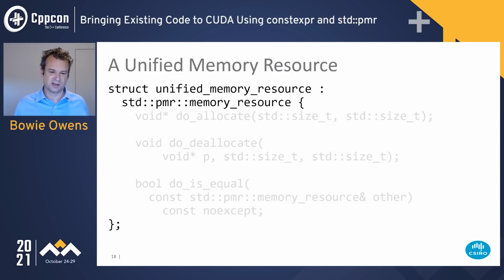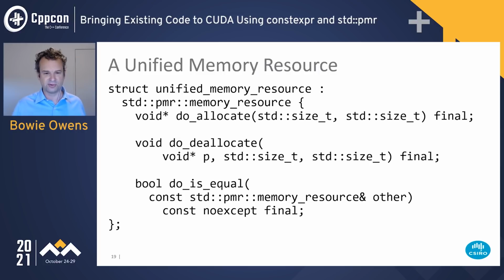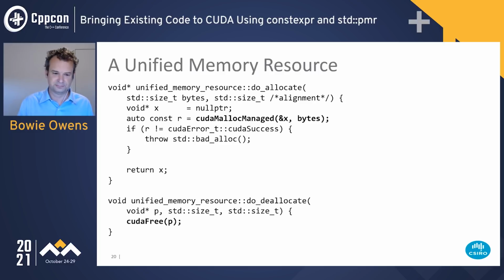It's going to be a class or a struct that inherits from std::pmr::memory_resource, so that it can implement the memory resource interface. Polymorphic means we're going to be using lots of classes and virtual functions. So the virtual functions that the unified memory resource needs to implement are an allocate function, a deallocate function, and an equality comparison. We're going to focus just on allocate and deallocate. To implement the allocation and deallocation, this is where we are able to call cudaMallocManaged to do the allocation, and also then cudaFree to do the deallocation.